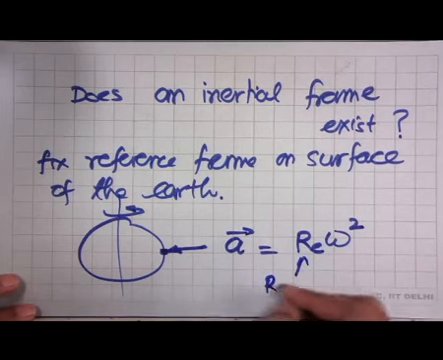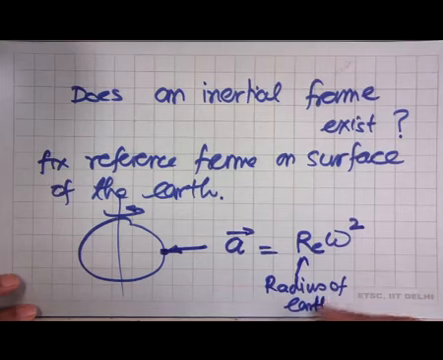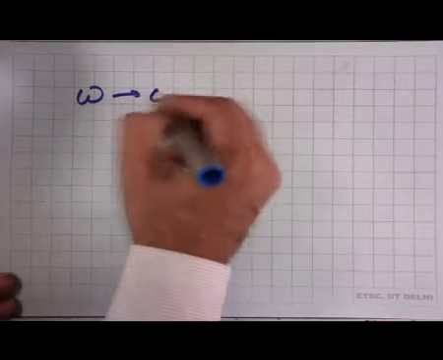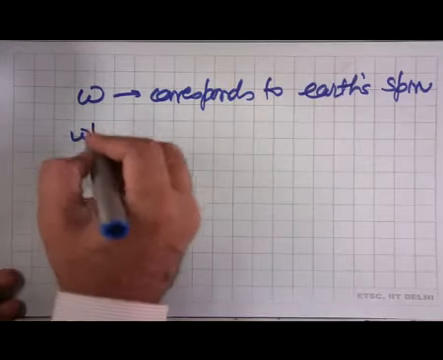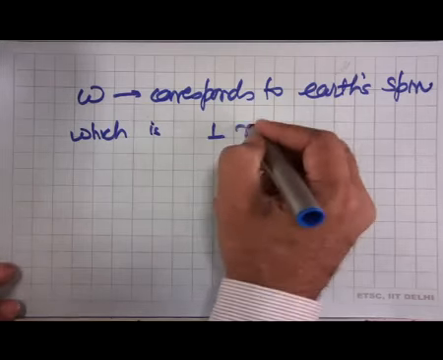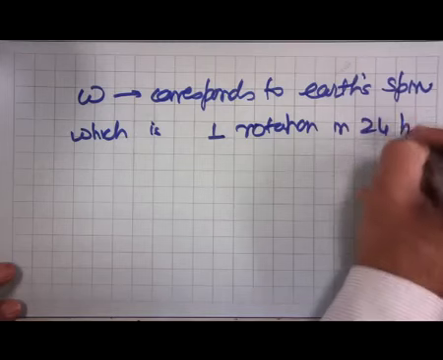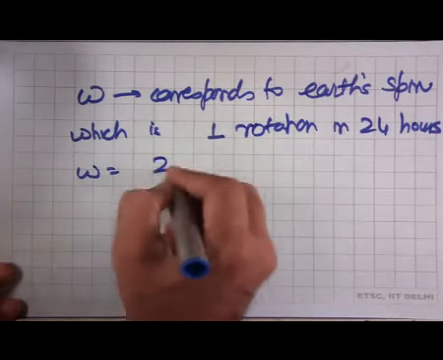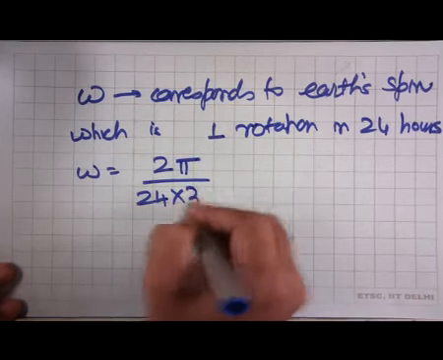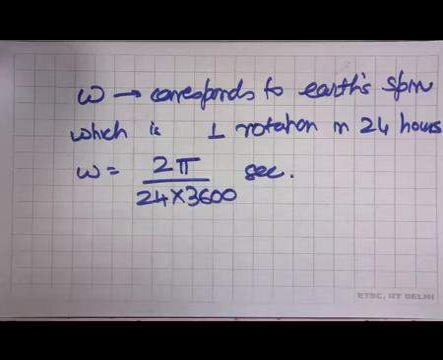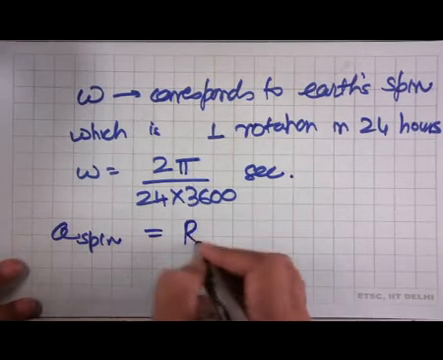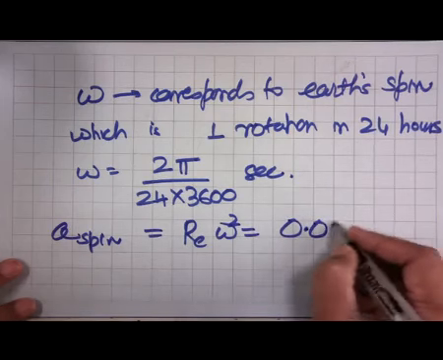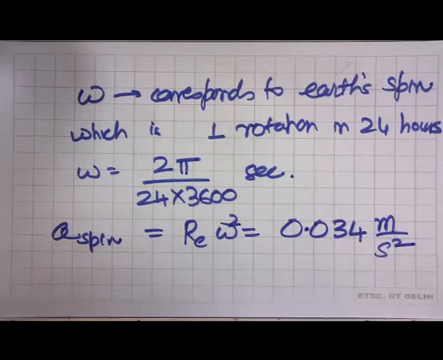where Re is the radius of the earth and omega corresponds to the earth's spin, which is one rotation in 24 hours. So, omega will be equal to 2 pi radians divided by 24 times 3600 seconds. If we work this out, the acceleration due to the spinning of the earth, equal to Re times omega square, turns out to be 0.034 meters per second square.